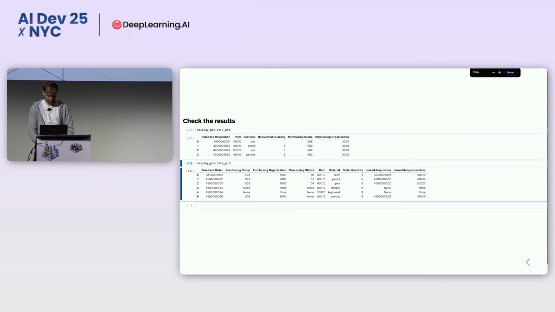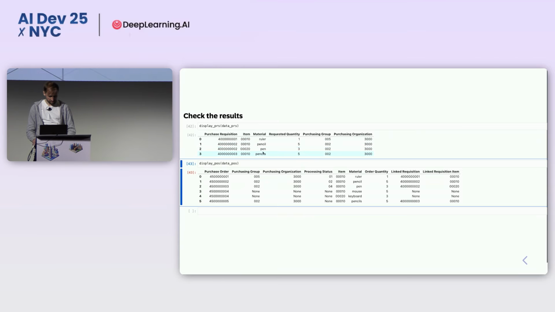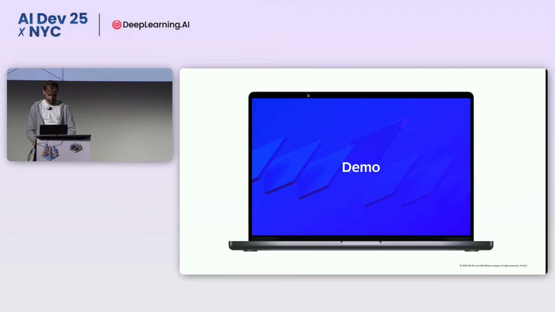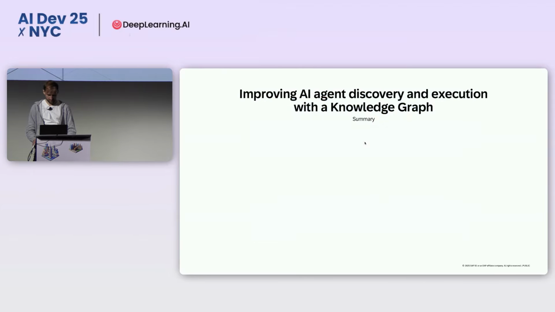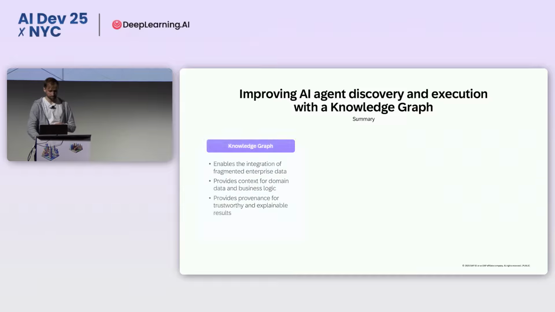Maybe you can make this larger. We see here the last created is a purchase requisition for 5 pencils. And in the purchase orders, we also have a new purchase order for 5 pencils, and it links to the purchase requisition that was created. So the agent followed the process as we wanted. And that's it for the demo.